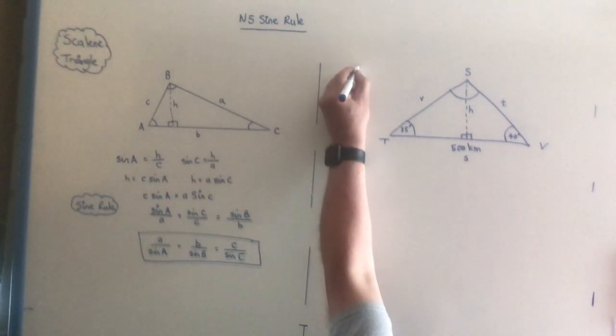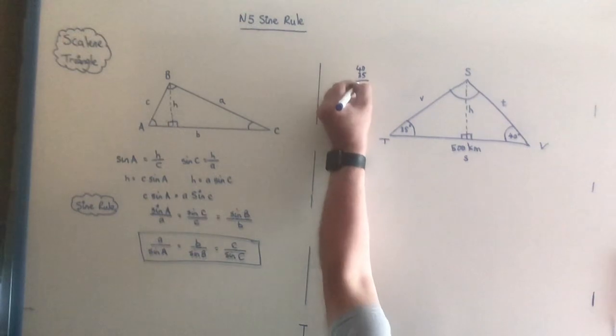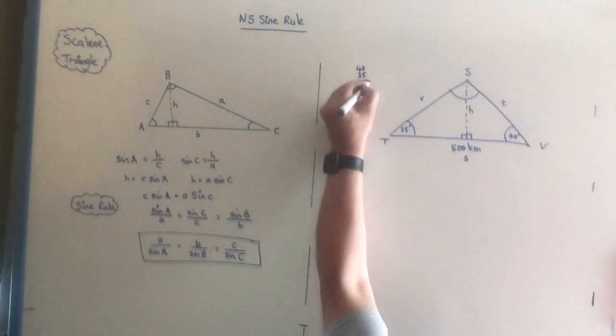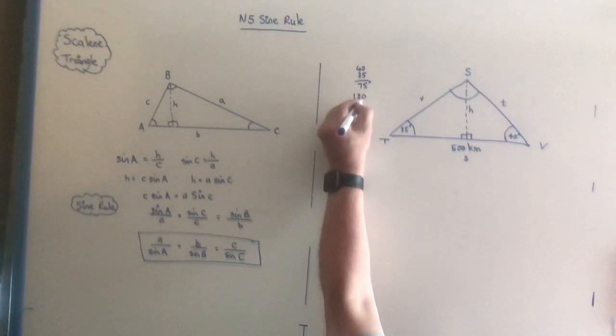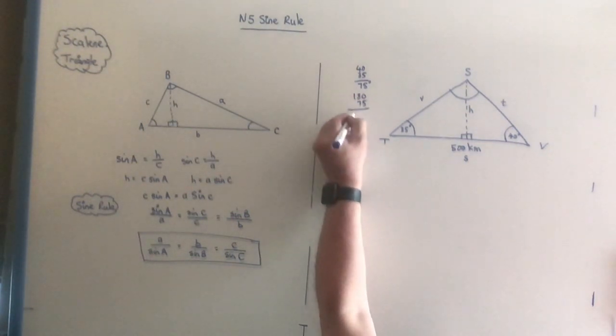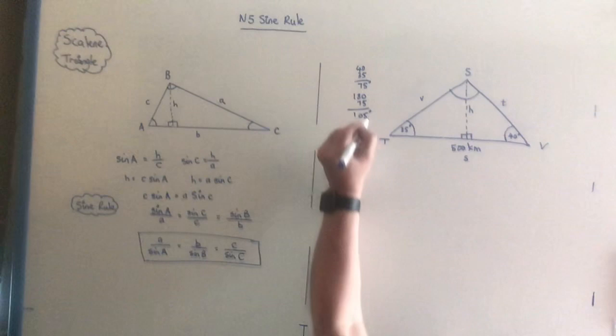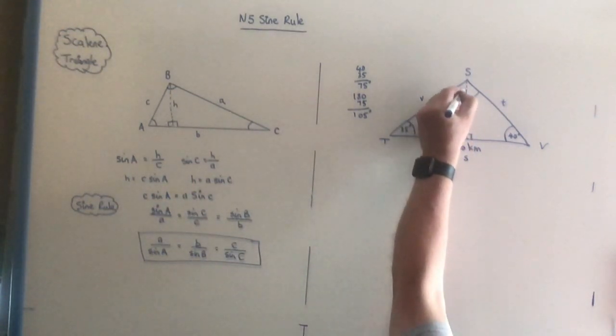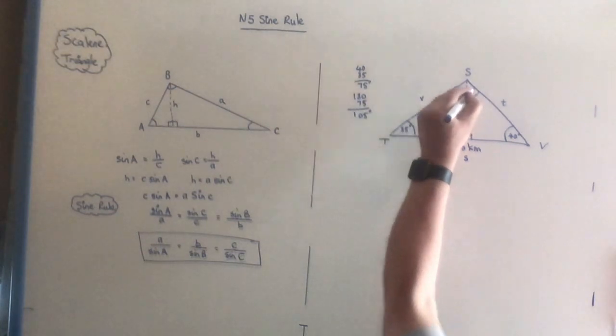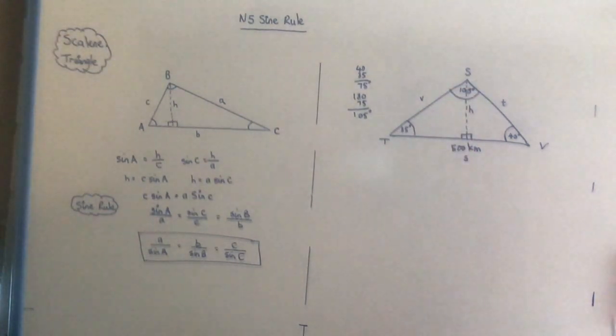So I've got 75, so that's 40 and 35 is 75 degrees. And take that away from 180. That's going to give me 105. So this angle in here is 105. So I'm just going to put that in there, 105 degrees. Hopefully you can see that, 105 degrees.